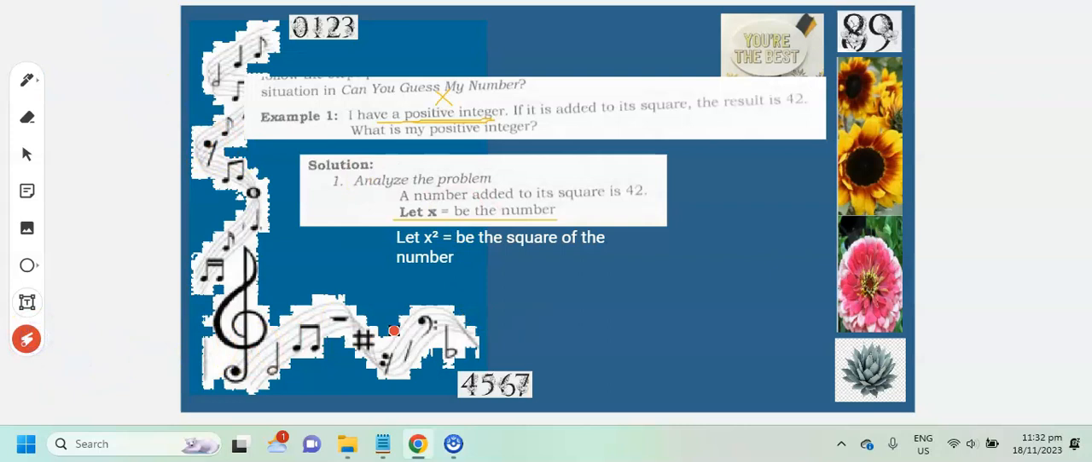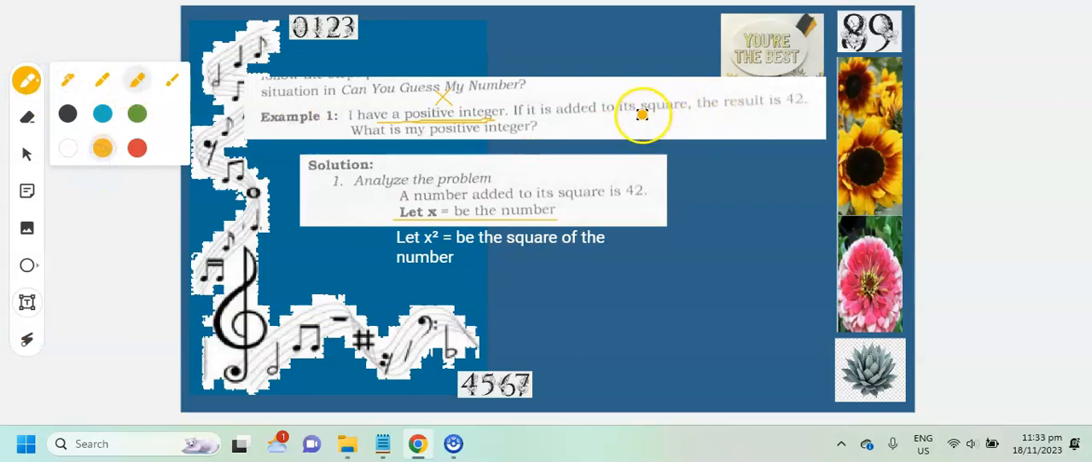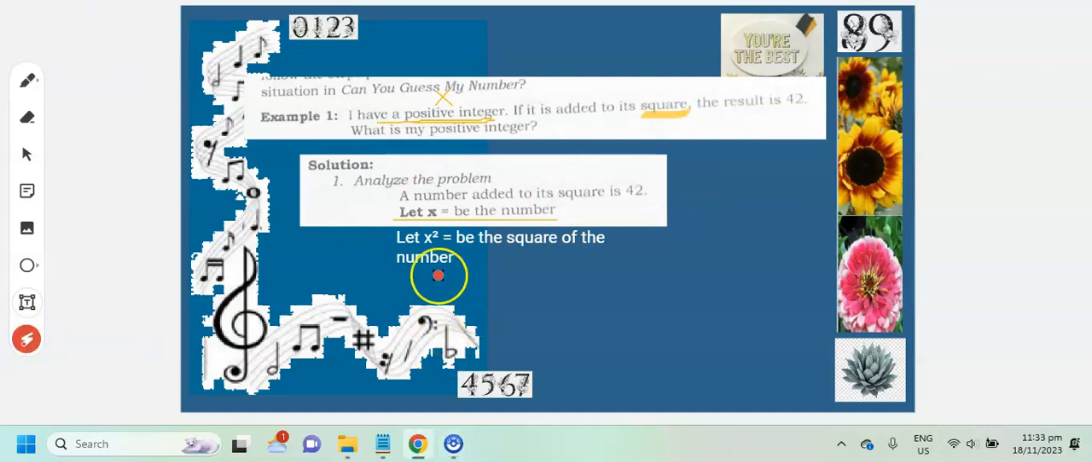Nga, unsa man ang atong gibuhat sa positive integer? Unsa man ang atong gibuhat sa x? Yes, we square the number. We square the positive integer, we square the x. So, unsa man ang atong buhaton sa variable x kung gisquare siya? Yes, we will just add the exponent 2. Atong idungag ang exponent 2. So, we say and write, let x squared be the square of the number.